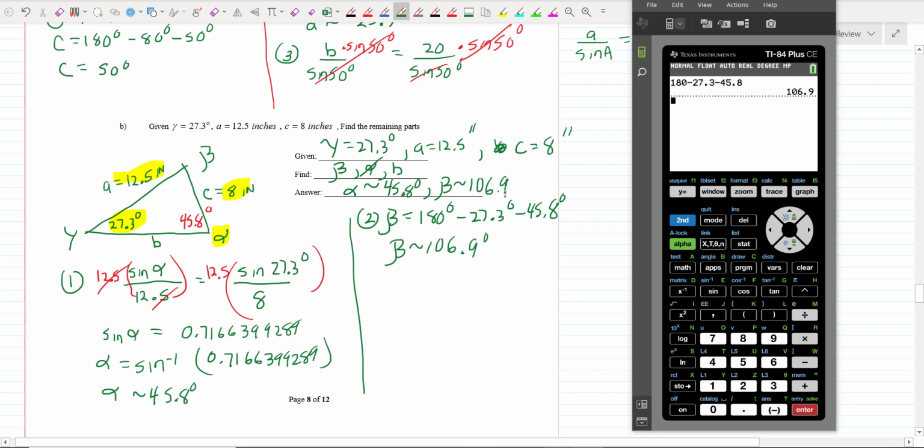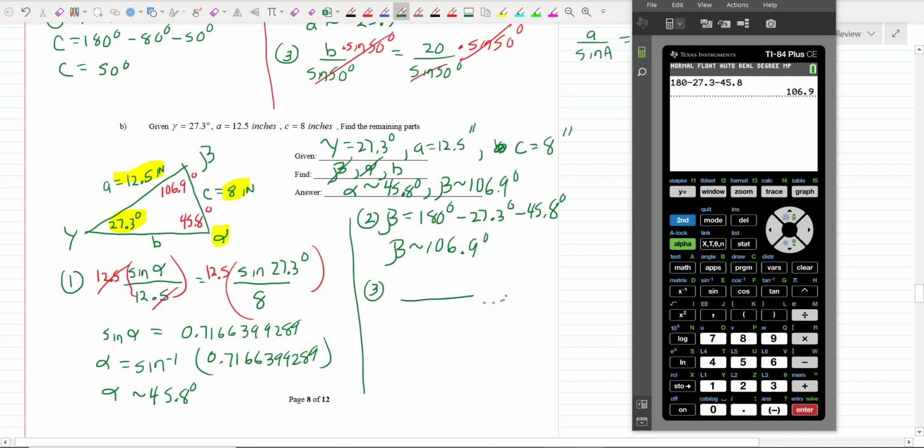So we only have one more part to find. We have our angles alpha and beta, so the other thing we have to do is find side B. The third thing is we need to find side B.